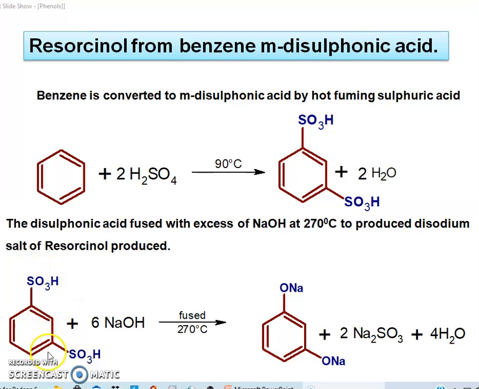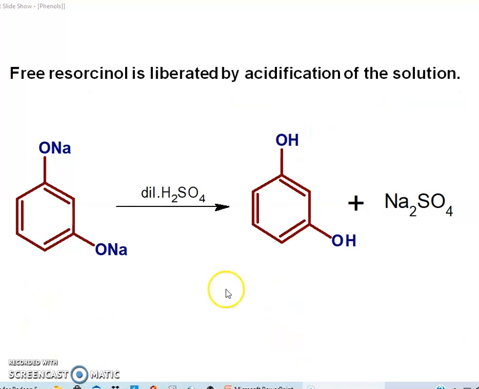Here, these benzene disulfonic acids are treated with sodium hydroxide at 270 degrees centigrade. Then what happens? It produces a disodium salt. Here, it produces the disodium salt and sodium sulfate plus water molecules. Then this sodium disulfonate we can treat simply with dilute H2SO4.